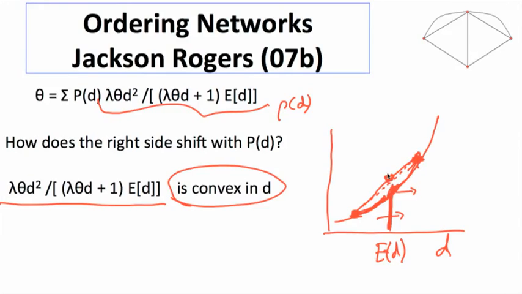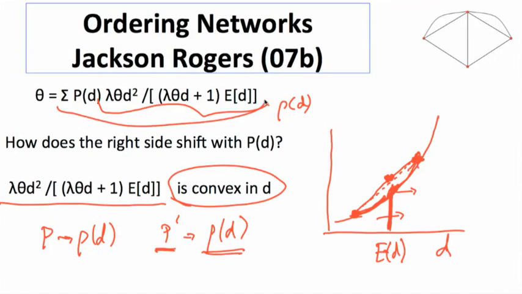So if you start with some p and you take some expectation with respect to p of some function, in this case our rho of D, and now you take a mean preserving spread, p prime, and you take the same expectation of rho of D. If this is a mean preserving spread, so you've kept the same mean, but you've spread out and put more weight on the extremes, then what you're going to end up with is a higher expectation, and that's going to lead then to a higher value of the right-hand side here.